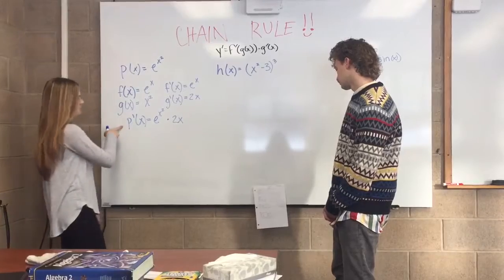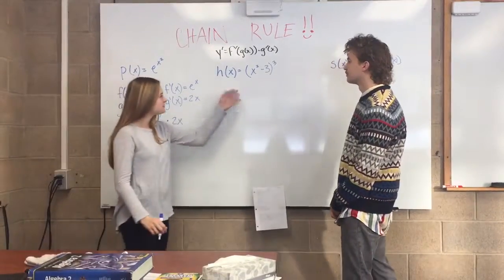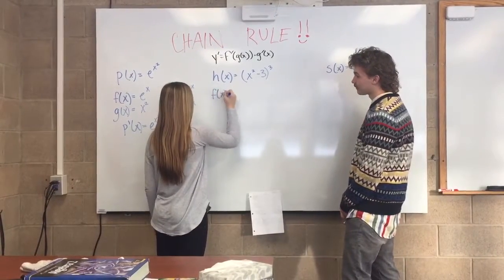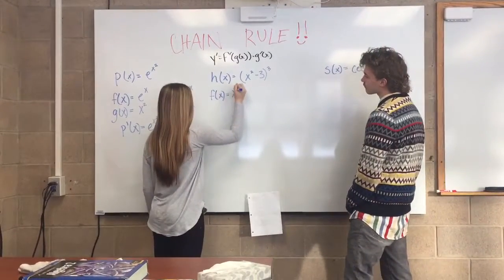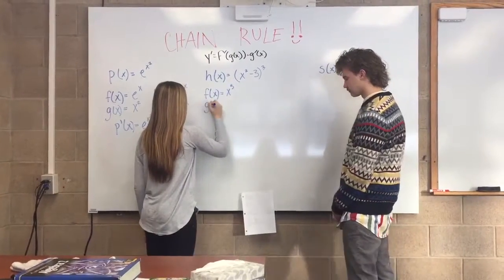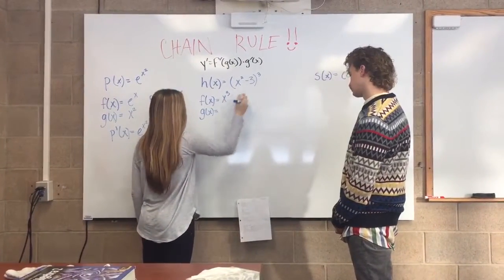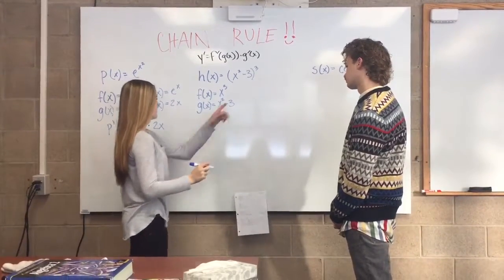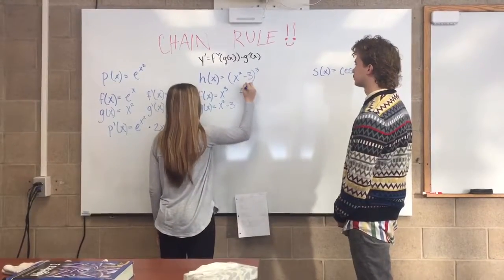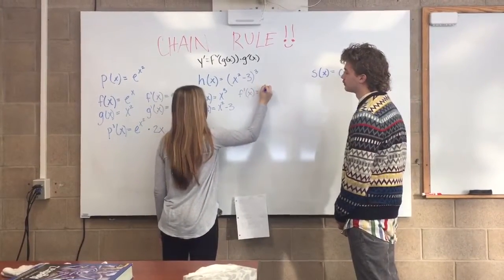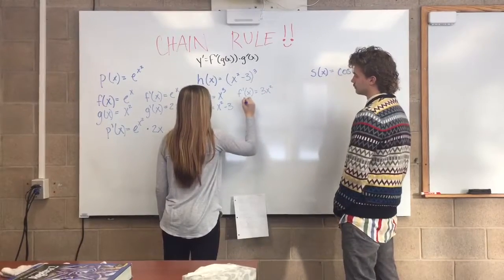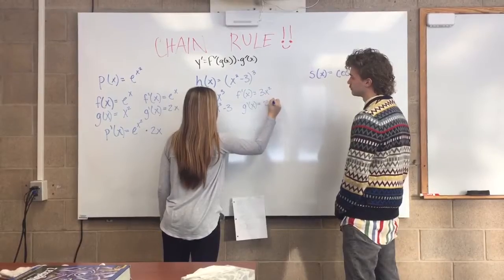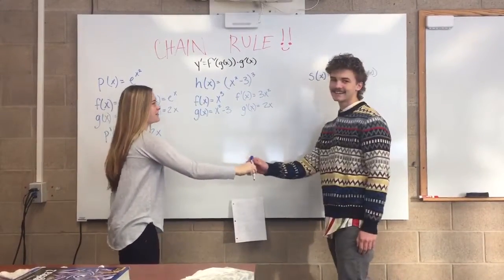and that's our answer. And then we're going to move over here, and we're going to find the outer function here. So f of x equals x cubed, and g of x, the inner function, is x squared minus 3. And now we're going to find the derivative of both of these. So f prime of x equals 3x squared, and g prime of x equals 2x. And now Blacks is going to finish us off.